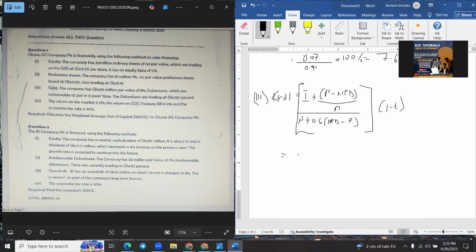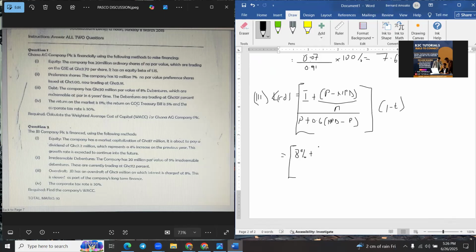So let's use our interest. If we should use our interest, we have 8% par value. 8% is supposed to be 8 multiplied by 240,000. Okay, I'll come back at it.